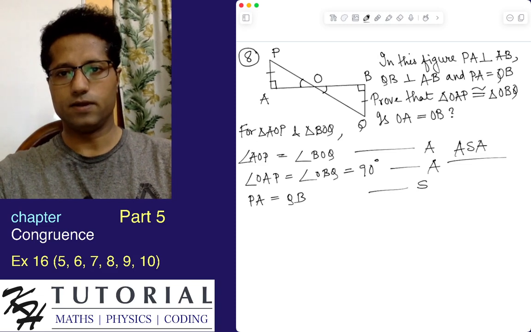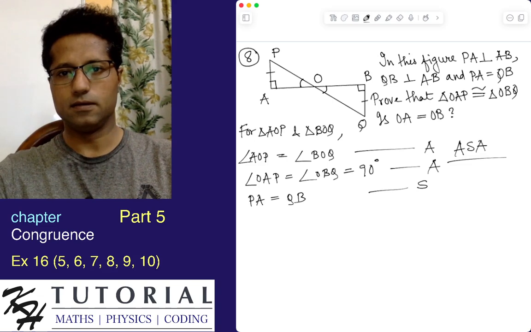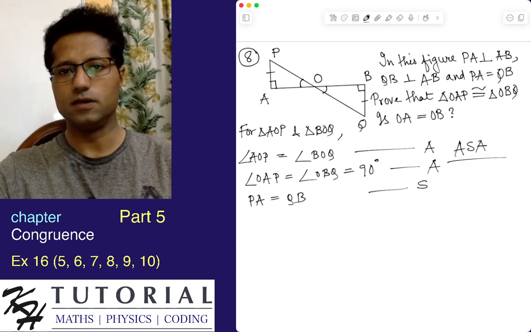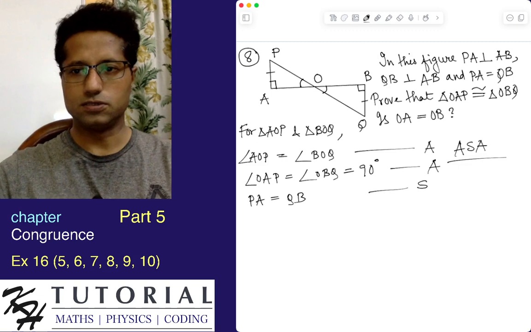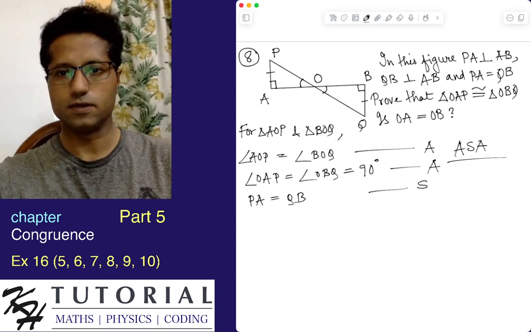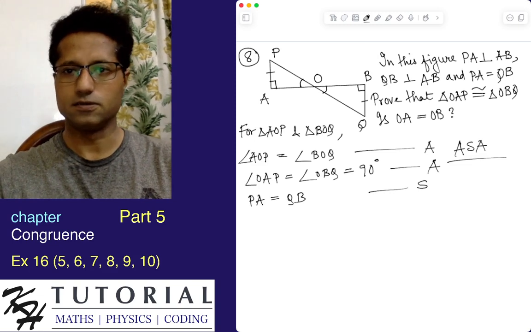This side we have AP. This is an angle, this is an angle, but angle OAP, angle AOP is not really, and the right angle is not including the side AP. So this is not working. So we have to find some other matchings.